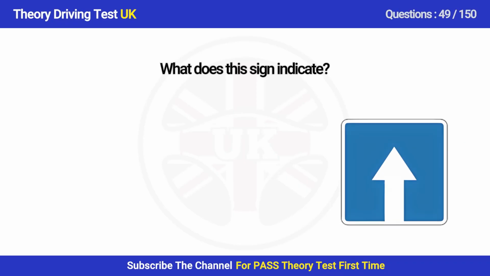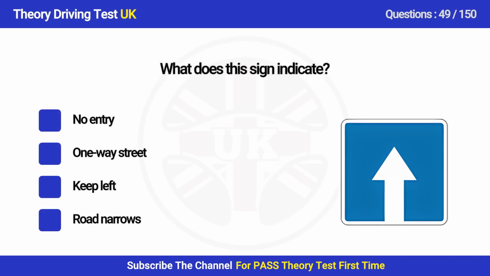Question 49. What does this sign indicate? A. No entry. B. One-way street. C. Keep left. D. Road narrows.